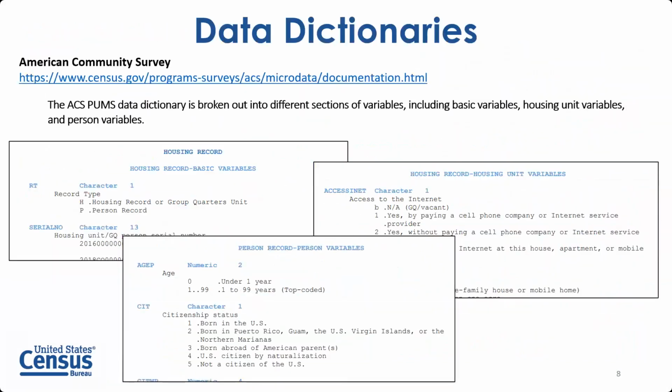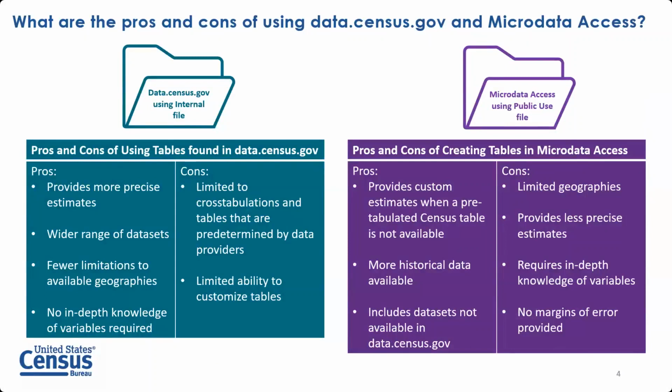Of course, and I can go back and just have this slide up too, for everybody's awareness. data.census.gov is looking at using our internal files. It has pre-tabulated tables. There are still a lot of tables that you'll be able to find for Puerto Rico on data.census.gov. But if you're looking for something a bit more customizable, and if you want to build your own tables by selecting the specific variables that we have to offer from the public use file, that's when you would use Microdata Access. If you have any questions about that, again, feel free to reach out to us.